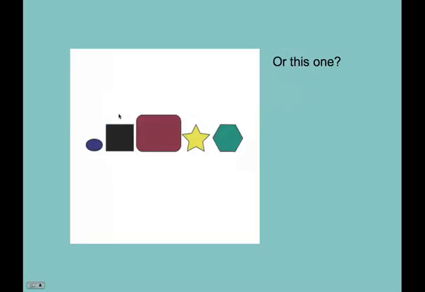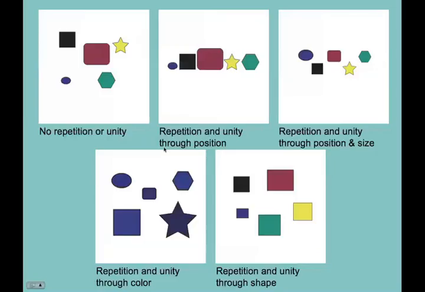In this example, we are achieving unity through alignment and also proximity. They're all lined up on this one line, and they're all right smack dab next to one another. So this one has no repetition or unity.